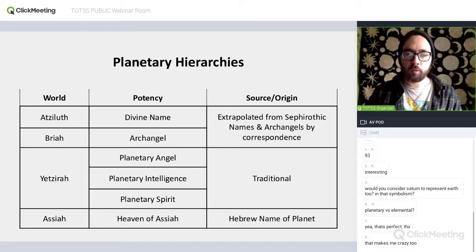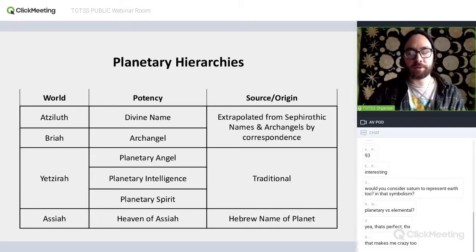And then for the world of Yetzirah, you'd be vibrating or intoning the hierarchy of Yetzirah, for that optional fifth hexagram if you wanted. Now this is a triad of powers, and this comes from traditional magical sources going back to the Renaissance and medieval world. So we'll have a planetary angel, which governs a planetary intelligence, which governs a planetary spirit. For most purposes, you'll just stop the hierarchy with the planetary spirit.